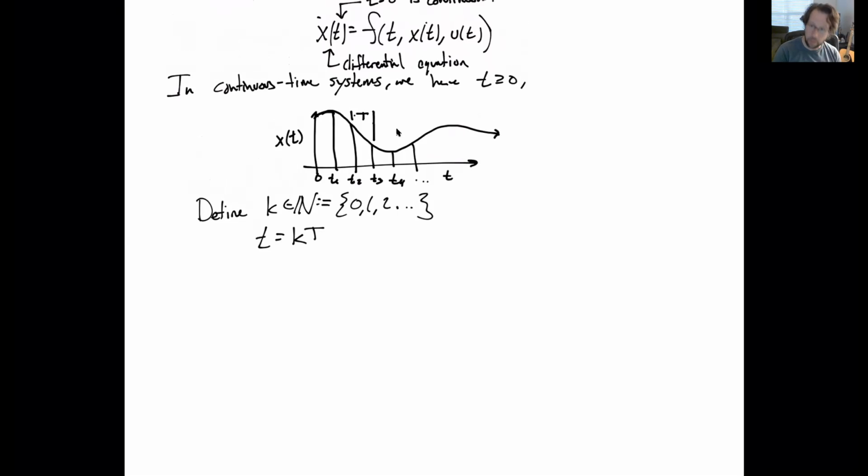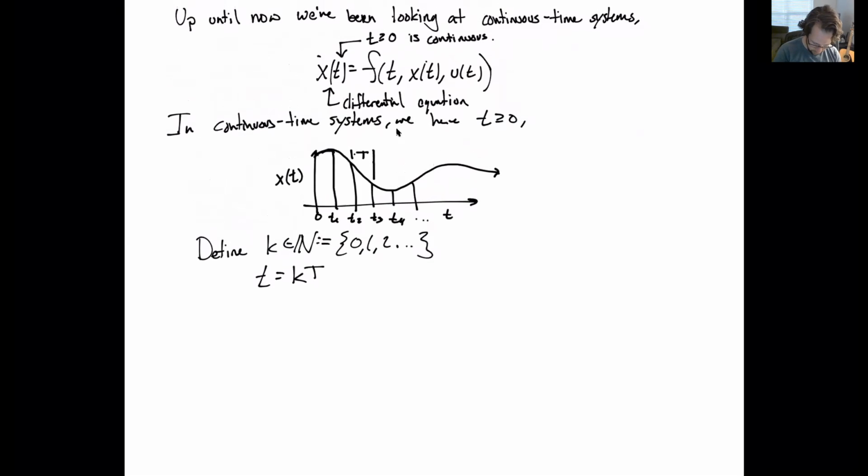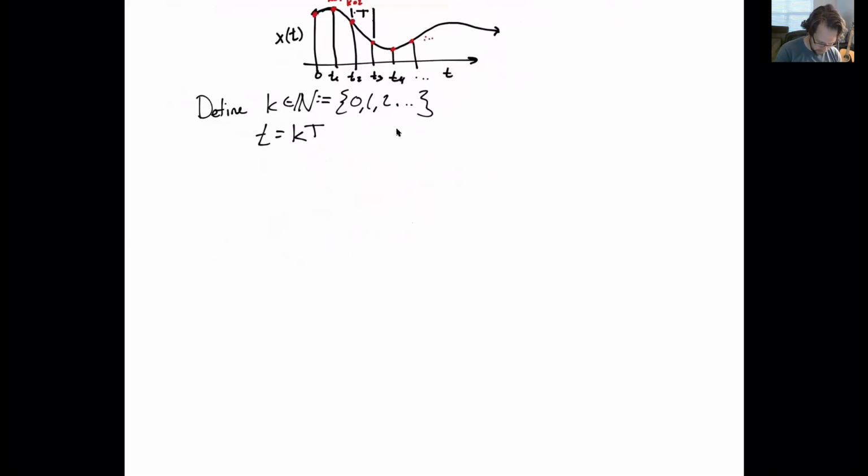So coming back up to this figure, if we looked at the discrete dynamics of the system, we would have a point right here at t equals 0, then t1, or k equal to 1. This would be k equal 2. The next one would be k equal 3, 4, and 5, and so on. Okay. So how do we model a discrete time system?